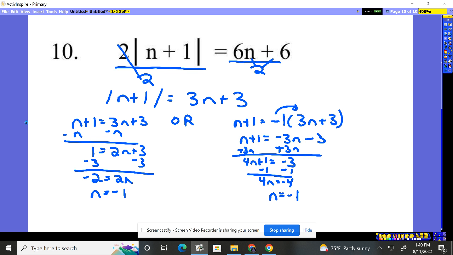Which, here's what's awesome, guess what? n is negative 1 or n is negative 1. I get the same solution. So the answer here is very simple, negative 1.